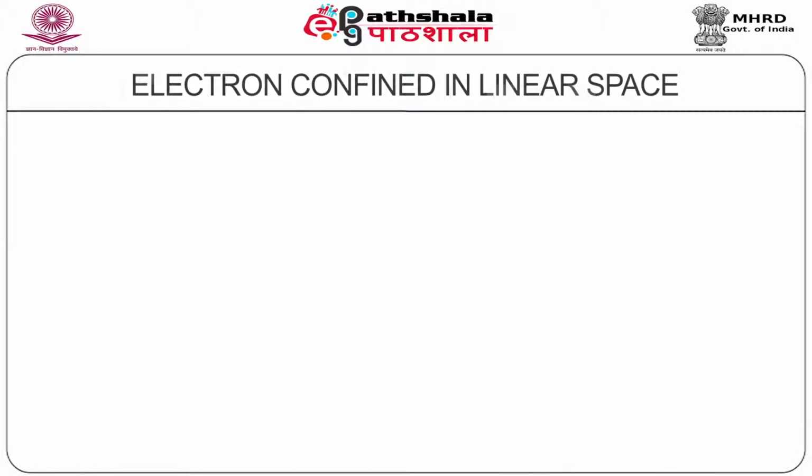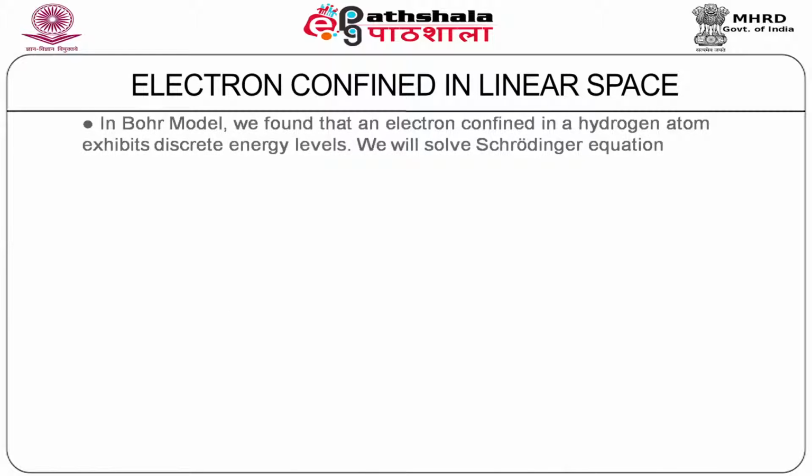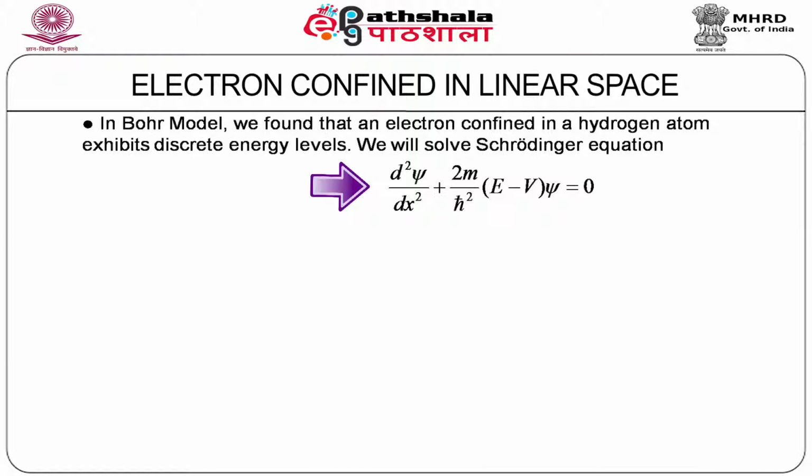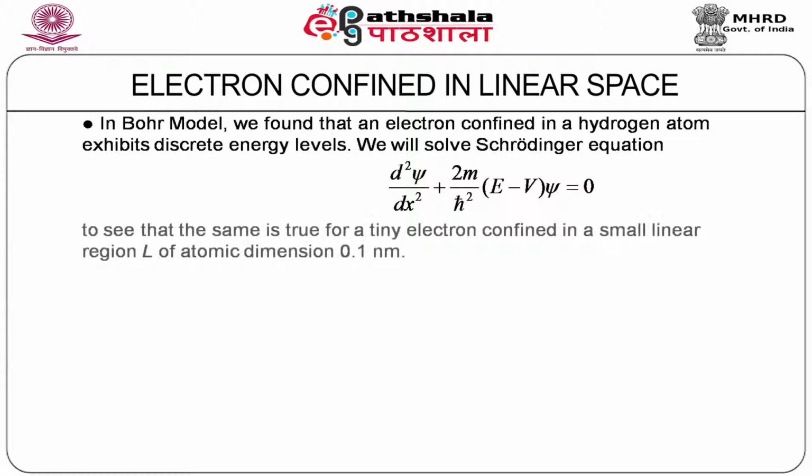So let us consider an electron confined in linear space. In Bohr model, we found that an electron confined in a hydrogen atom exhibits discrete energy levels. In the case of an electron confined in a linear space, it's simpler to solve the Schrödinger equation. So we write down the Schrödinger equation, d square psi dx square plus 2m by h cross square times E minus V psi equal to 0. Well, we'll solve this Schrödinger equation to see that the same is true for an electron confined in a small linear region L which has atomic dimension of 0.1 nanometer or 1 angstrom unit.